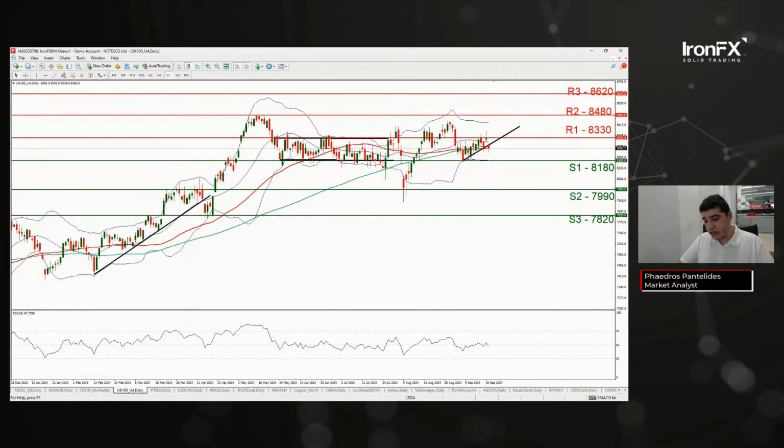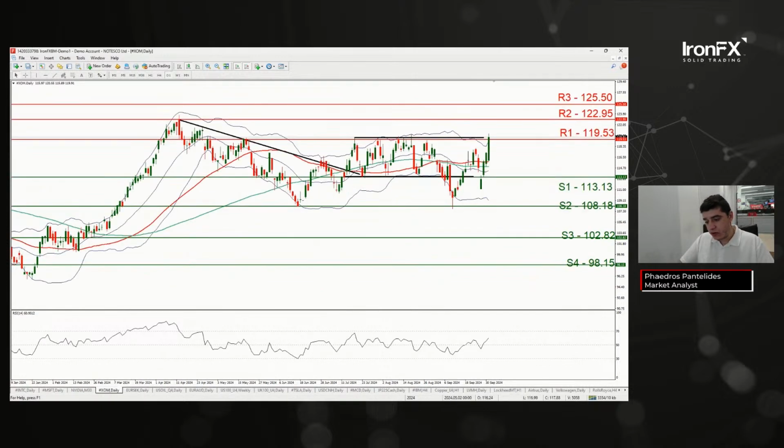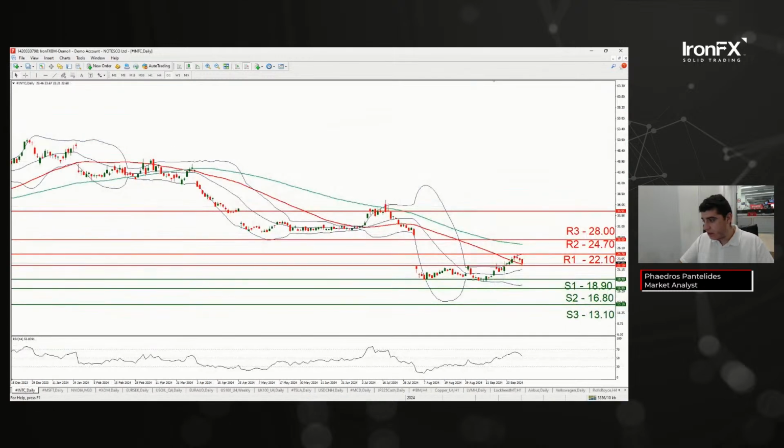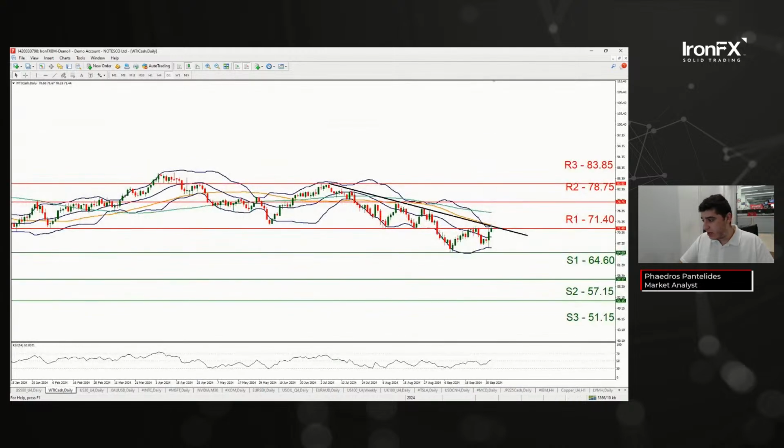FTSE 100 moving in a sideways fashion would be slightly bearish on the Nasdaq. Nvidia 39 is below 40, bearish outlook, bullish on ExxonMobil. Intel sideways bias, cautiously optimistic. And then WTI cash, bullish from a fundamental point of view, sideways bias from a technical perspective.